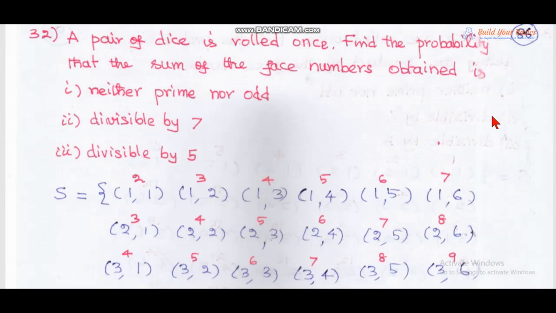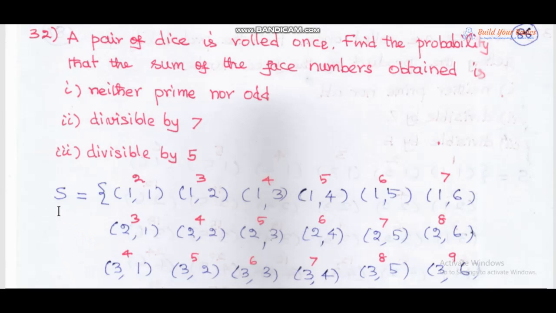Question number 32. A pair of dice is rolled once. Find the probability that the sum of the face numbers obtained is number 1, neither prime nor odd. Number 2, divisible by 7. Number 3, divisible by 5.